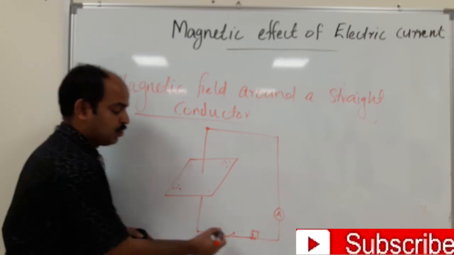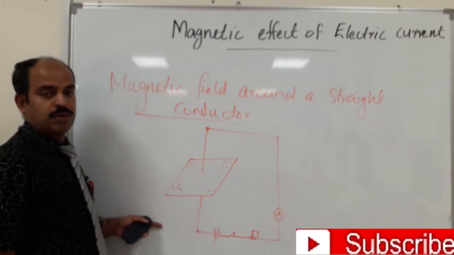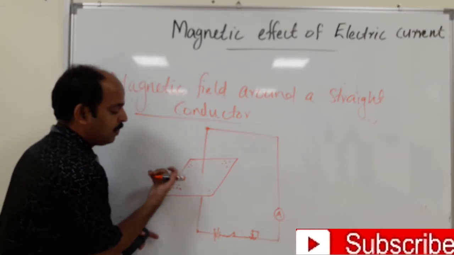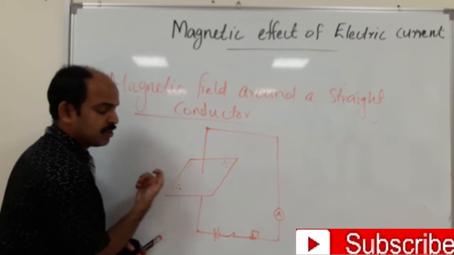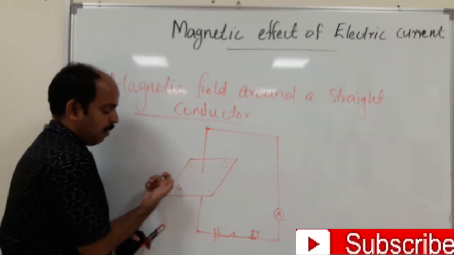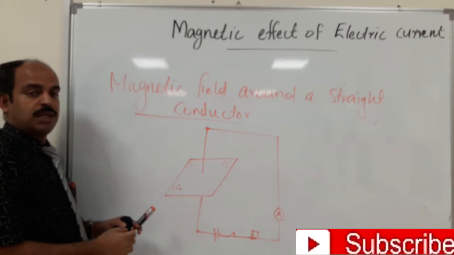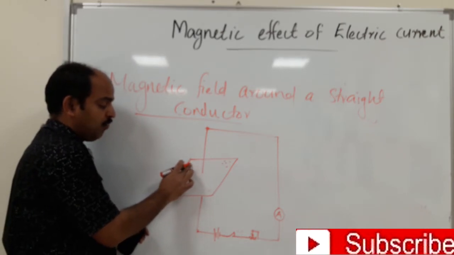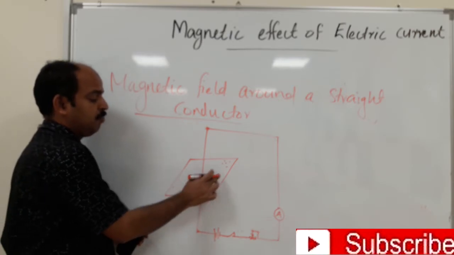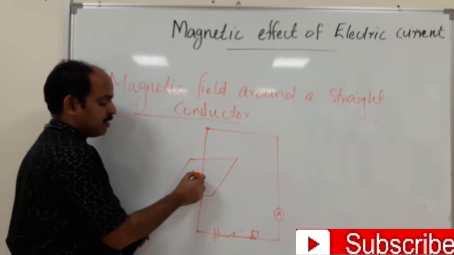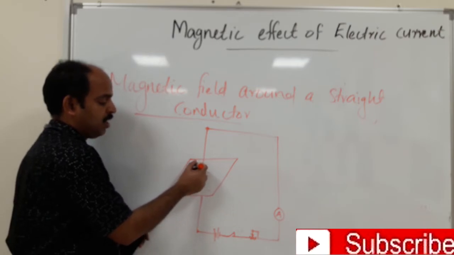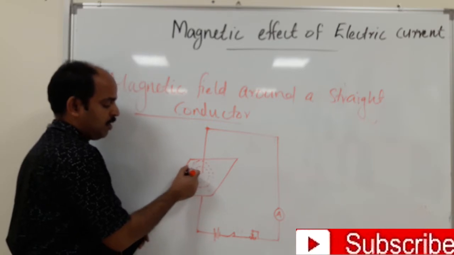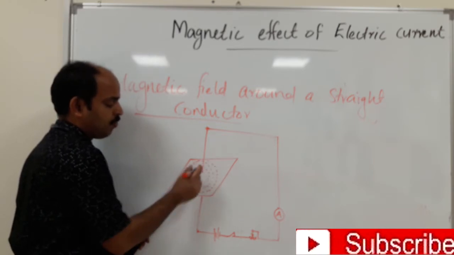Right. Now switch on the circuit. That means close the circuit. Now what will happen? The current passes through it. Now just tap the cardboard like this. Then what do you observe? You can observe that all the filings are arranged in a definite pattern like this, in a circular pattern.